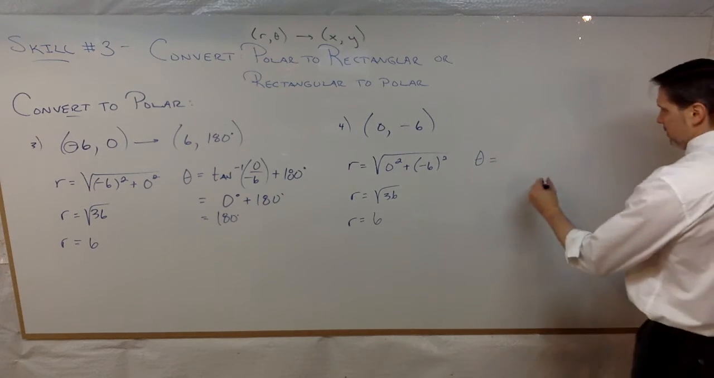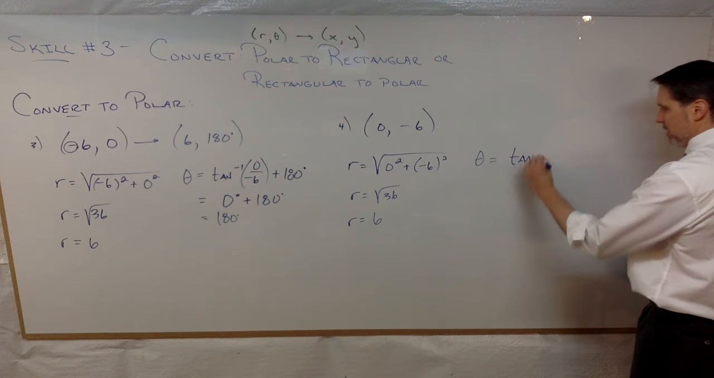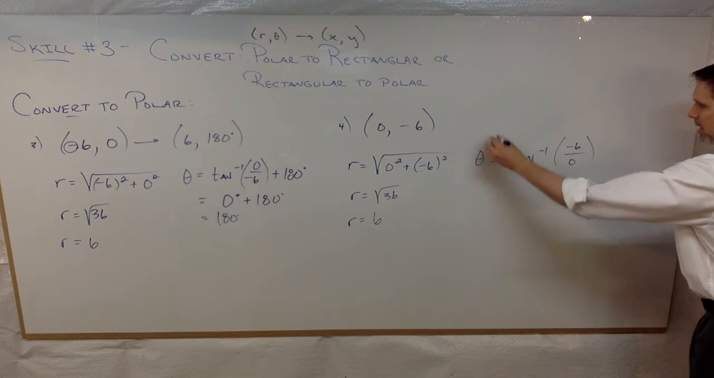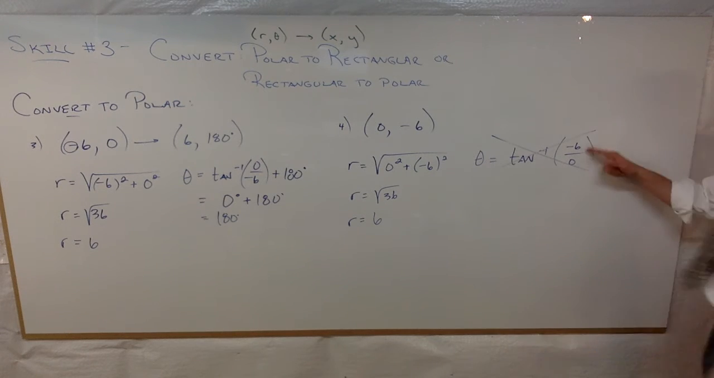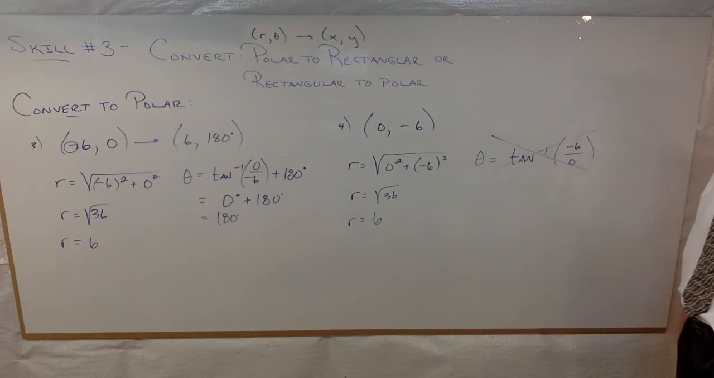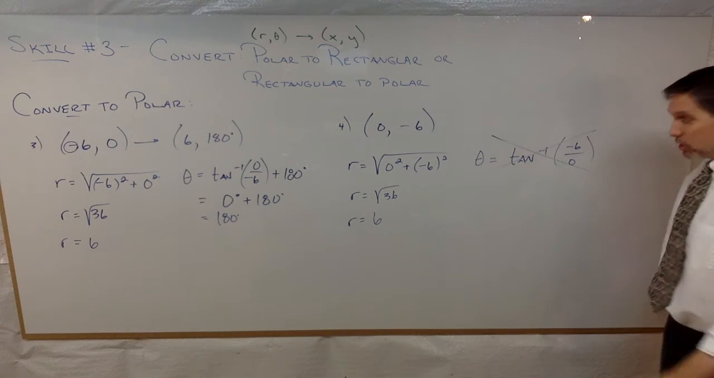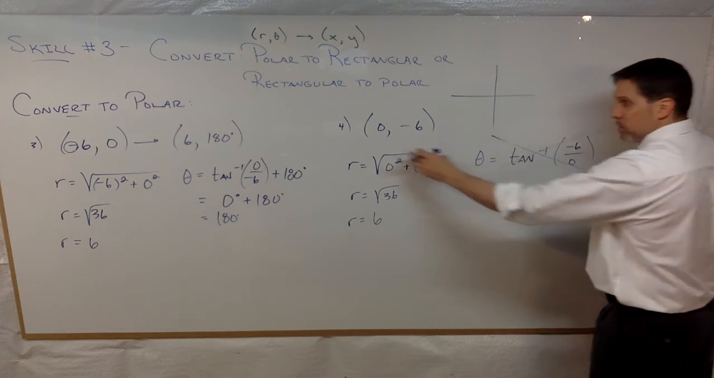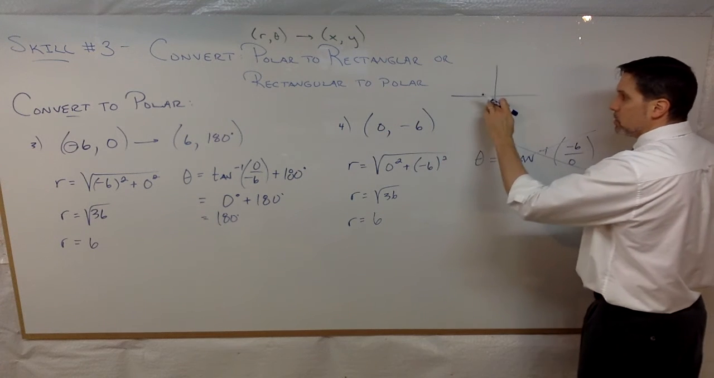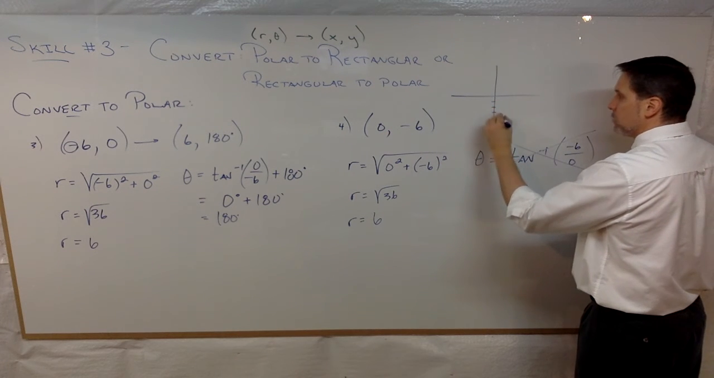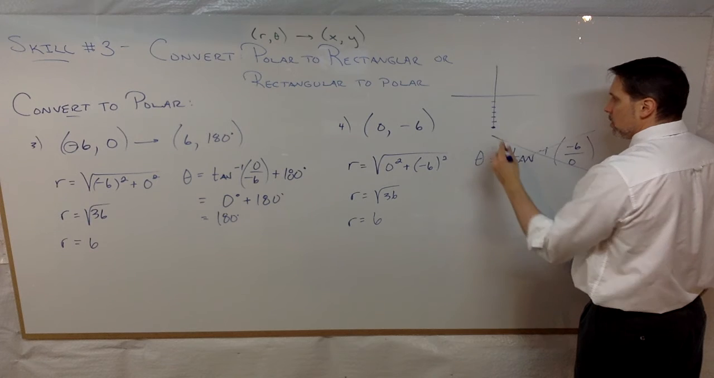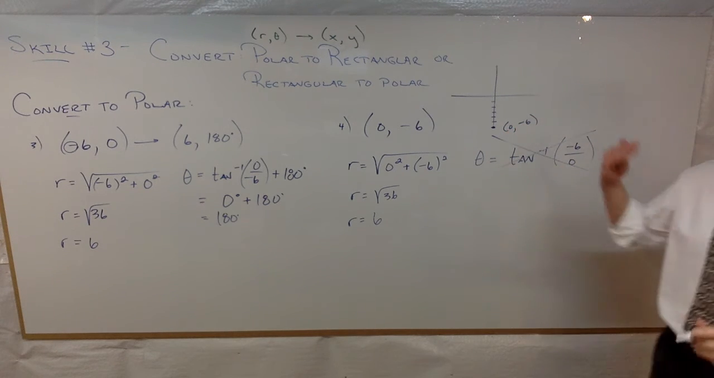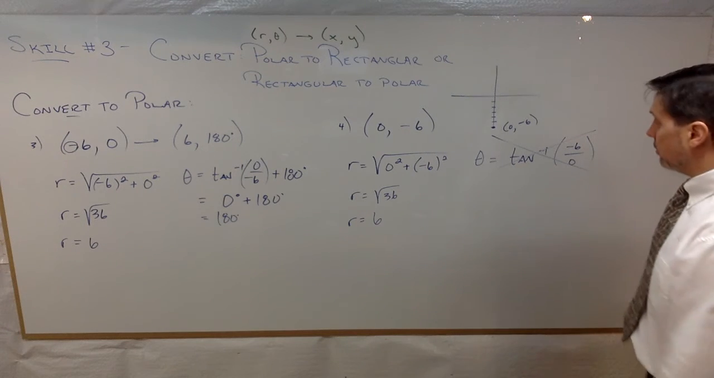You cannot say the tangent inverse of y over x. That is bad news. -6 divided by 0 is undefined, so you have to look at this intuitively. If you literally plot on the Cartesian coordinate system the ordered pair x coordinate 0, y coordinate -6. There's 0, -6. You should be able to easily figure out what this angle is.